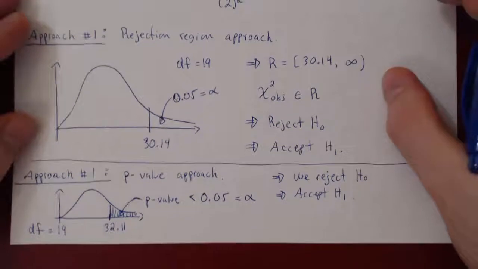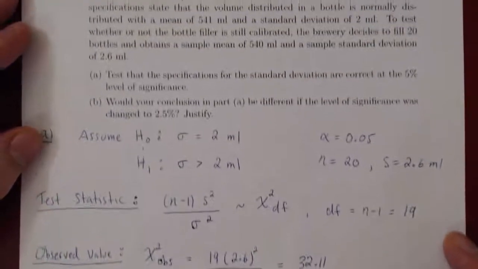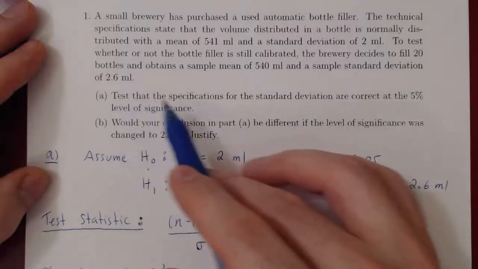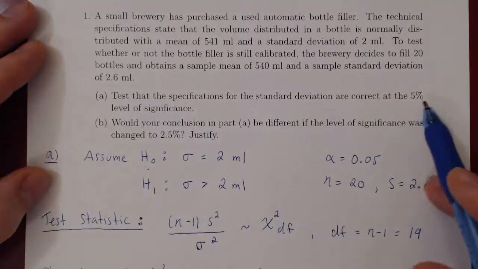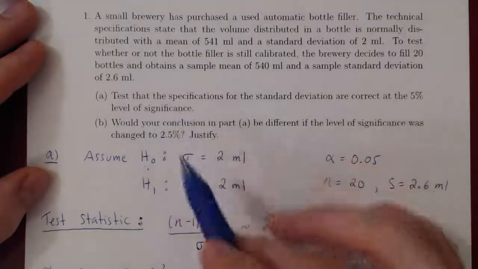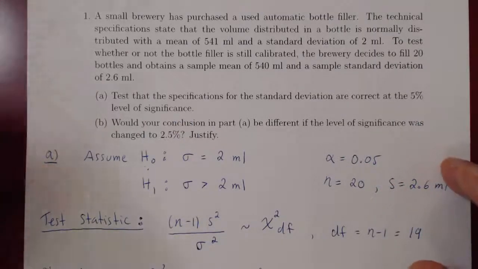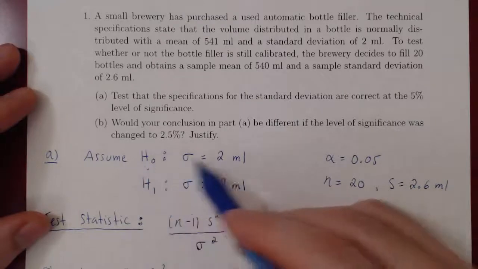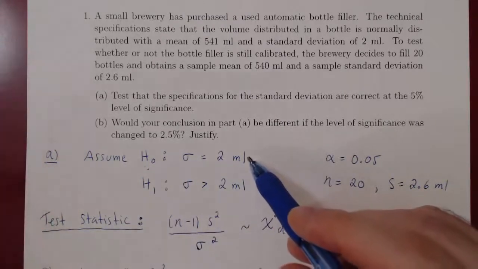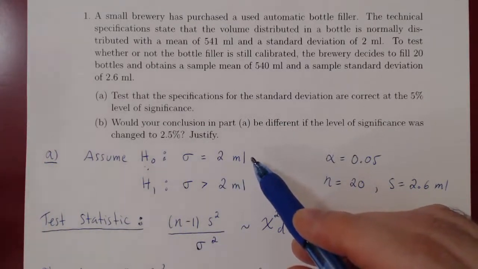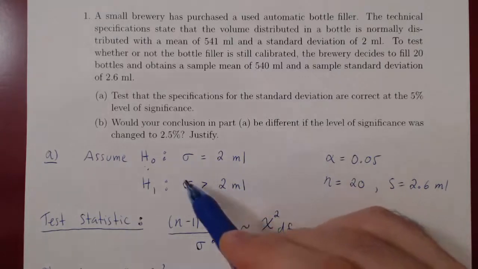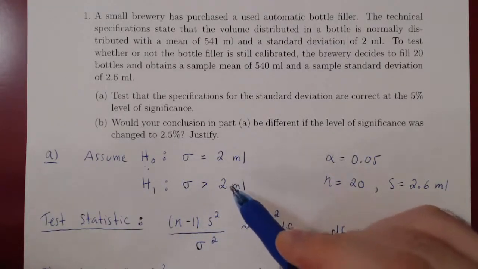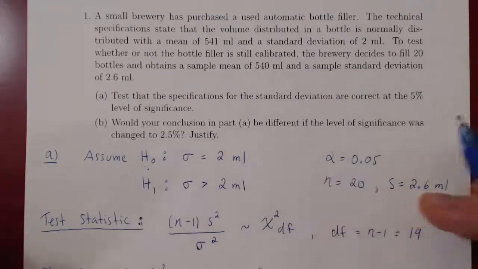And this completes our first question, part A. We have to test that the specifications for the deviation are correct at the 5% level of significance. Our conclusion is that in this case, with this level of significance, we reject H0. Therefore, the claim that the bottle filler is still calibrated is rejected, and we accept that the deviation is indeed bigger than the 2 that is stated in the specifications.